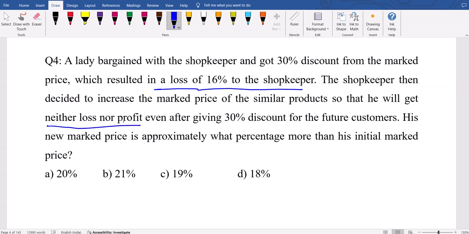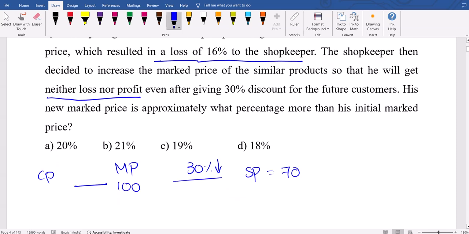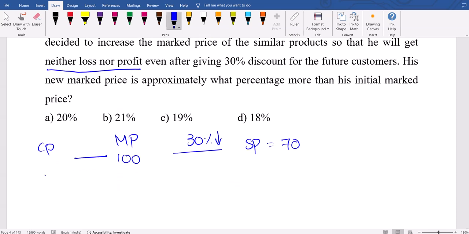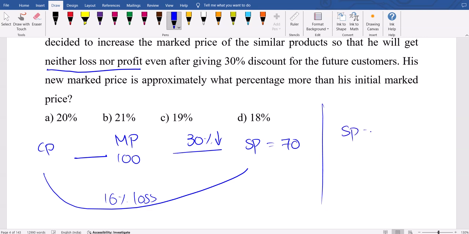Now neither loss nor profit. Initially getting 16% loss. See, there is some marked price, let it be equal to 100. You gave 30% discount, so selling price will be equal to 70. With this, you got a loss of 16%. So the selling price is equal to 86% of the cost price because of the loss. Selling price 70, cost price 86 divided by 100.